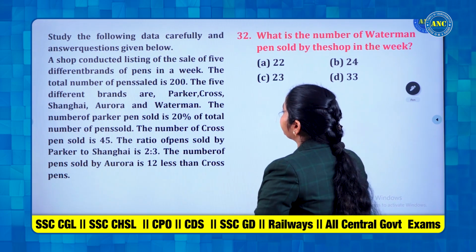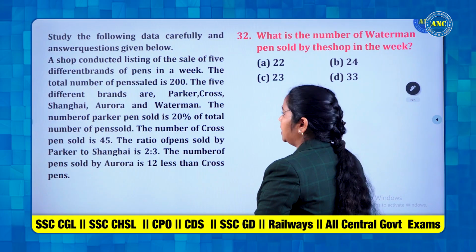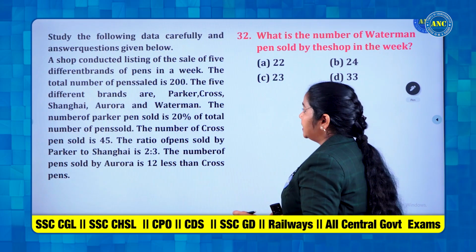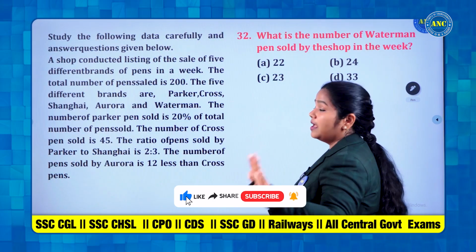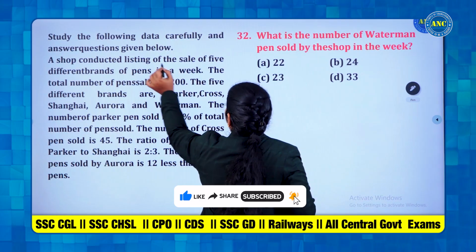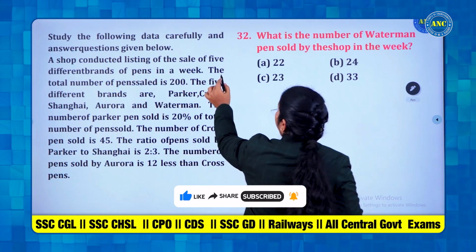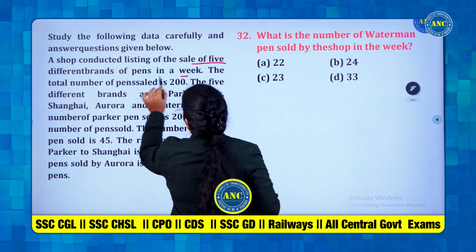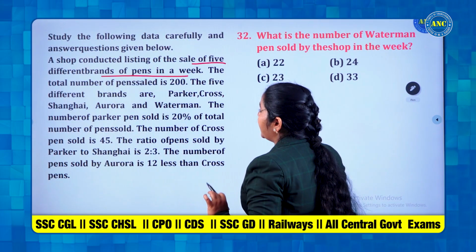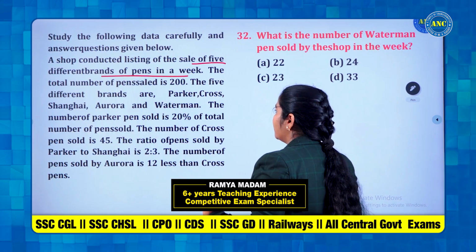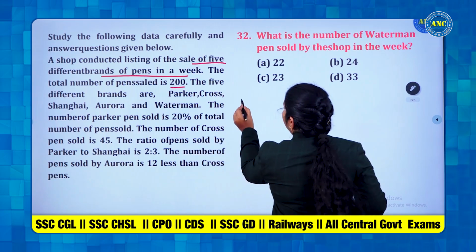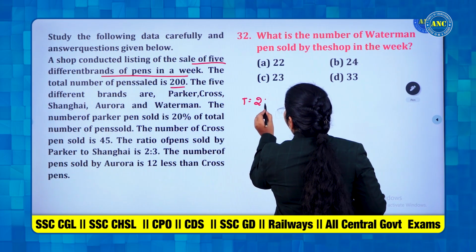Next you see. Study the following data carefully and answer the questions below. A shop conducted listing of the sale of 5 different brands of pens in a week. So they started conducting the listing of sale of how many different brands? 5 different brands of pens in a week. Fine. The total number of pens sold is 200.